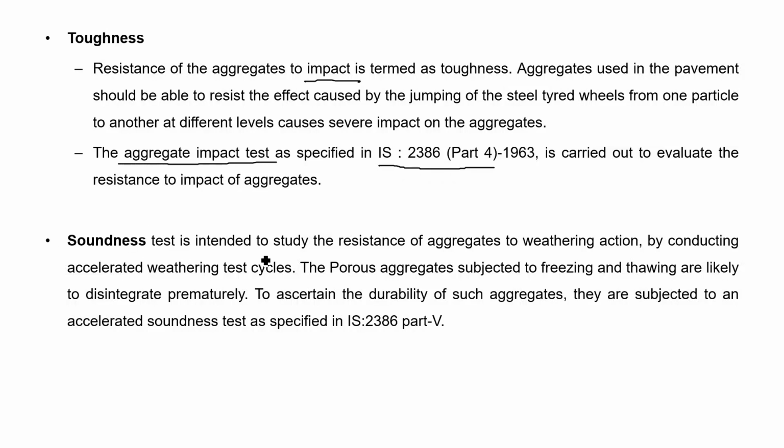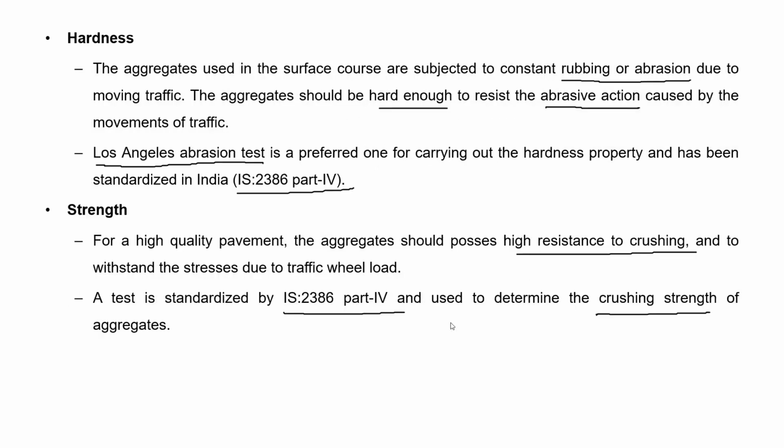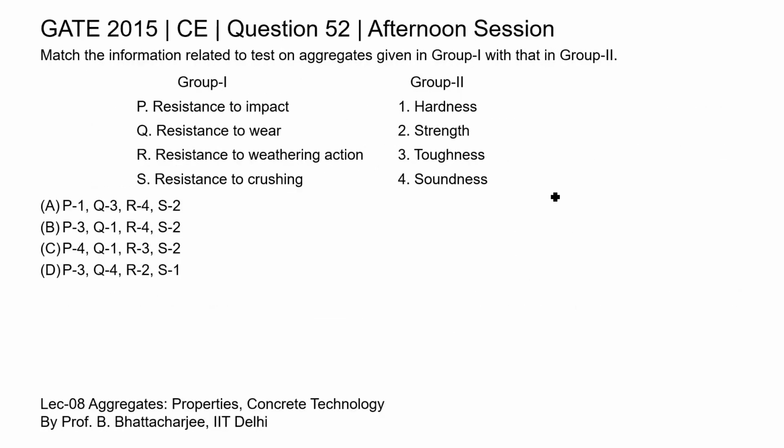Another property of the aggregate is soundness. The soundness test is intended to study the resistance of aggregate to weathering action by conducting an accelerated weathering test cycle. Sometimes the porous aggregates subjected to freezing and thawing are likely to disintegrate prematurely. And to ascertain the durability of such aggregate, they are subjected to an accelerated soundness test, which is specified in code IS 2386 part 5. So, now we saw all these properties.